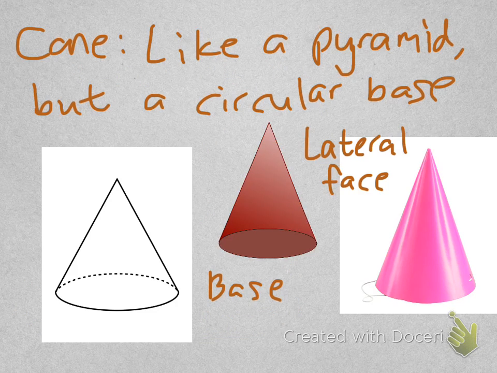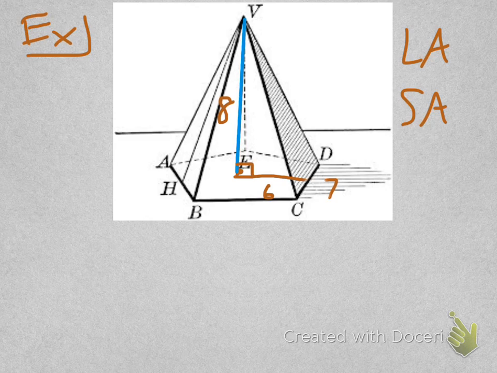Now let's look at it. Oh, not an example yet. Actually, I'm going to skip to the example. So, I put them in the wrong order. If I wanted to find the lateral area it's asking for and the surface area. So first, the lateral area.